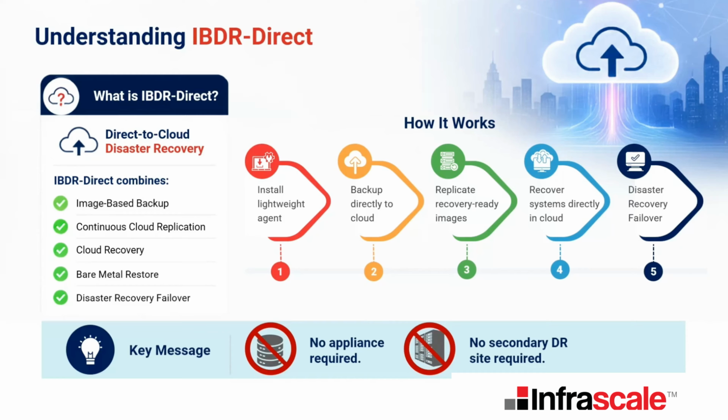First, a lightweight agent is installed on the protected system. The agent performs the image-based backup directly to the Infrascale cloud. Those backups are continuously replicated as recovery-ready images, ensuring the latest recoverable state is always available. In the event of an outage, the system can be recovered directly in the cloud, allowing business operations to continue with minimal disruption. Once the cloud environment is running, organizations can perform a full disaster recovery failover and keep users productive until production systems are restored.